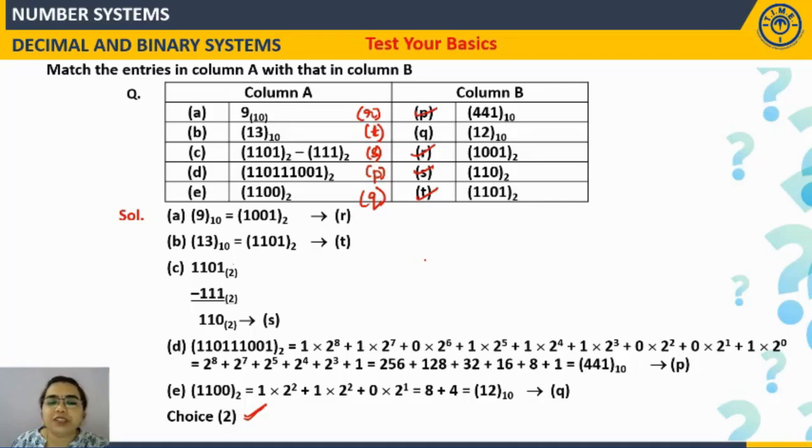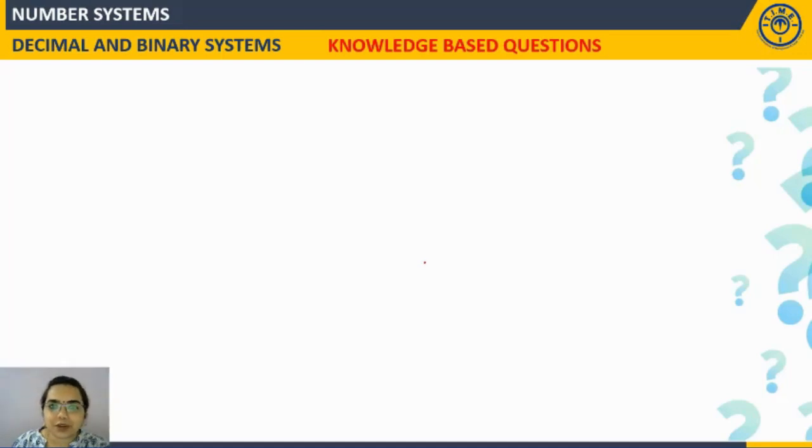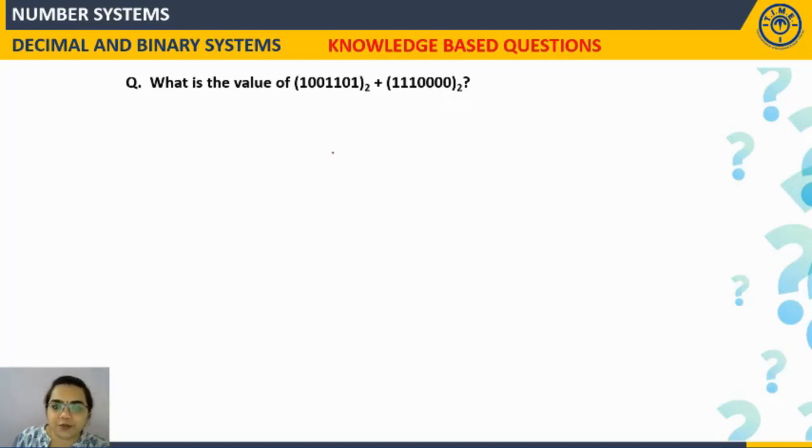I hope we are done with the first set of questions, which is test your basics. Let's now move ahead to the knowledge based questions. Okay, so let's see the first question in that category. What is the value of 1001101 plus 1110000? Okay, this is nothing but binary addition. Alright, now let me write down the numbers. I'll show you the addition first properly and then you can have a look at the solution.